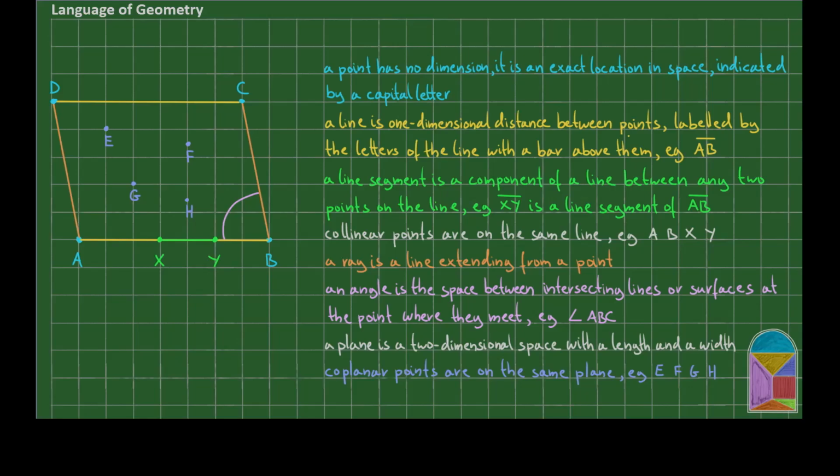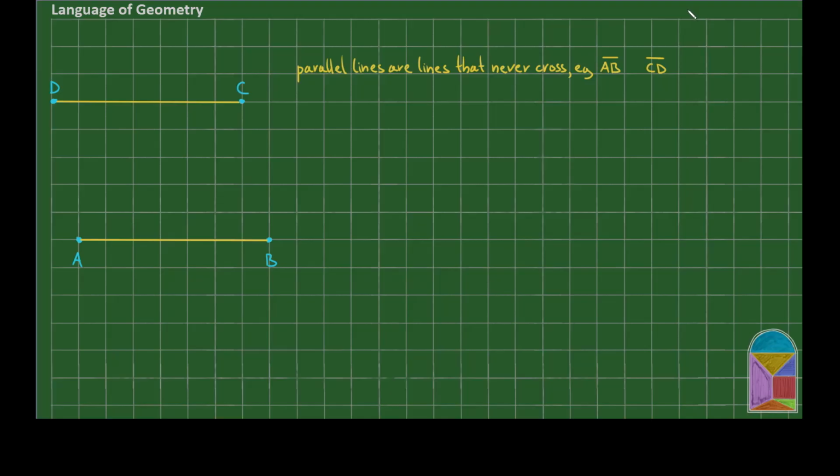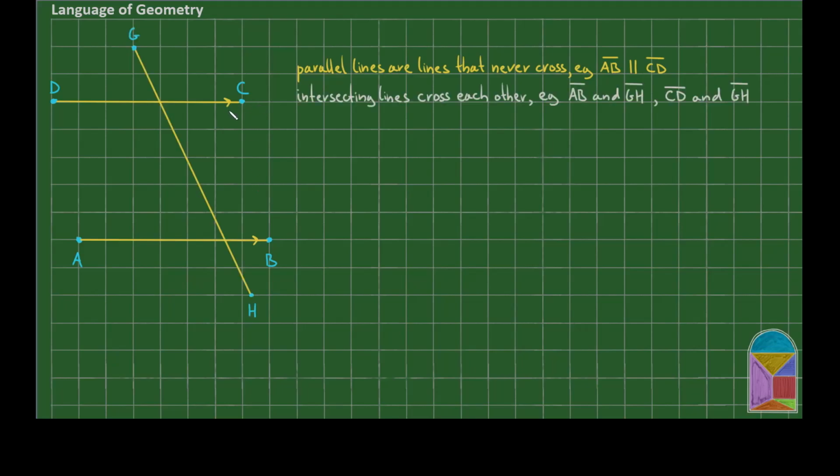Let me explore a few more terms and concepts before we call it a day. Here we have two parallel lines. Parallel lines are lines that never cross, and so I could say that line AB is parallel to line CD. Please note that when we want to indicate that two lines are parallel, we can use these two vertical bars. On the diagram itself, I can add two arrowheads, and they indicate that these two lines are indeed parallel and will never cross.